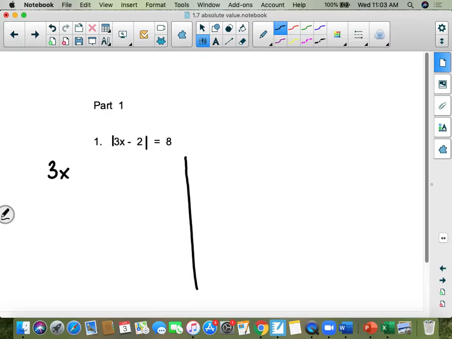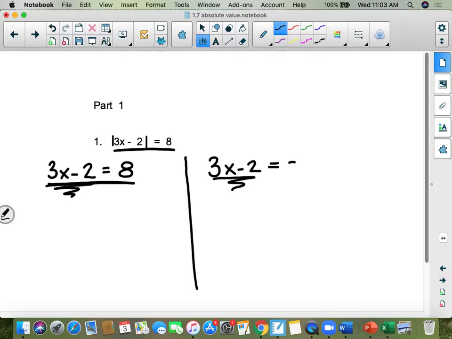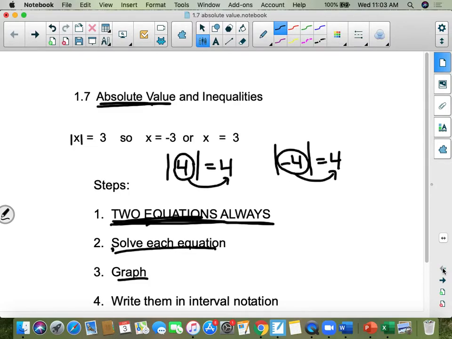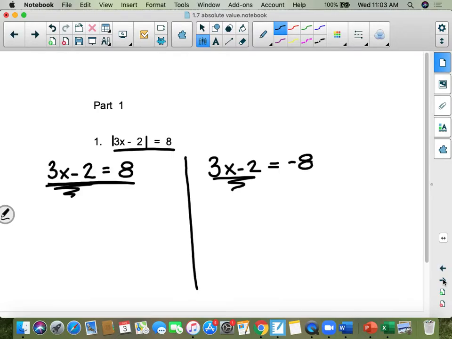You rewrite it without the absolute value sign. And then the other one's going to be 3x minus 2. Notice that these are the same, except the only number that changes is the 8 to a negative 8. Just like we changed the 4 to a negative 4. See how we changed those two numbers to their opposites? So that's the whole concept of this.